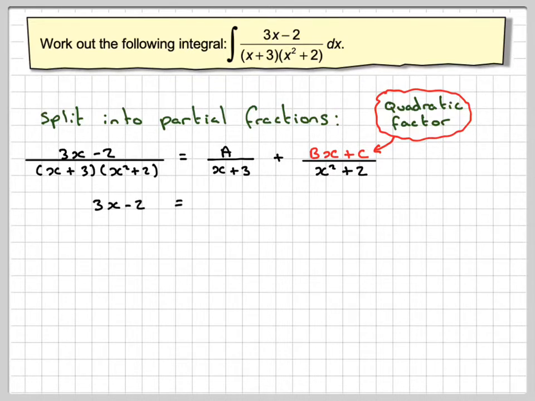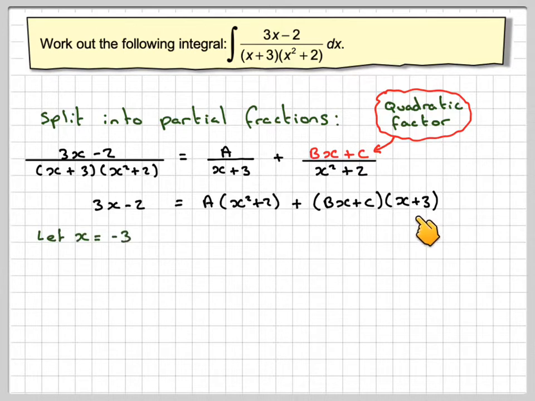So that gives me 3x - 2 must be equal to A times (x squared + 2) plus (Bx + C) in brackets times (x + 3). That will make this denominator the same as this denominator. Right, so the tactic here, we look at this one, we'll make that x = -3. So that means that bit's 0. We put -3 in here, we're going to get -11. And if we put -3 in here, we're going to get 11 times A. That gives that A is -1.